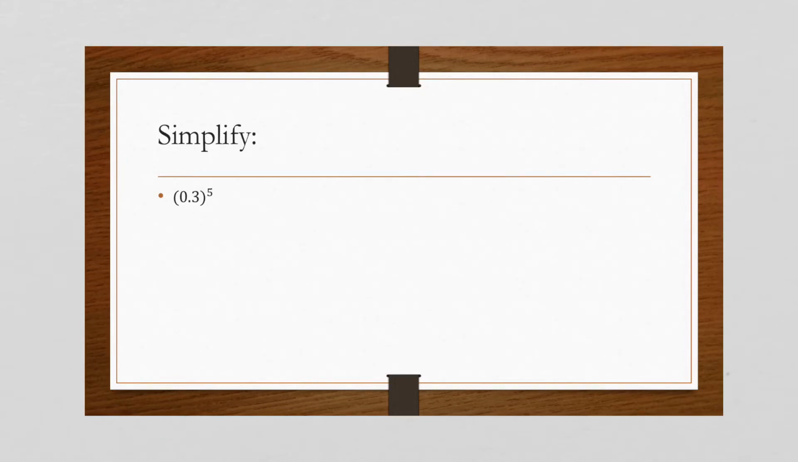Alright, so what does this mean? This means 0.3 times 0.3. Here, we'll just use parentheses. I don't like the dots here. 0.3, 0.3, 0.3. And it's multiplied times itself 5 times.